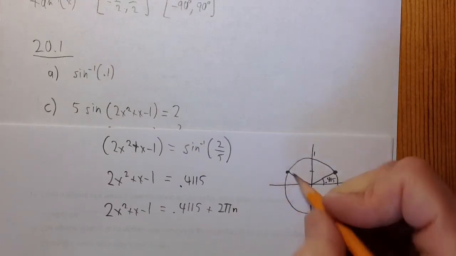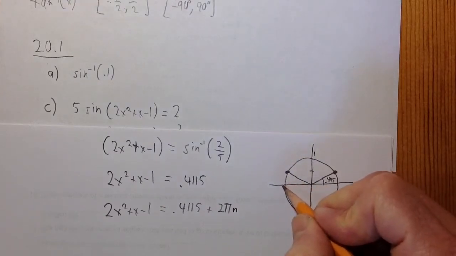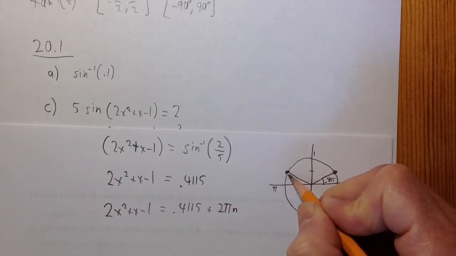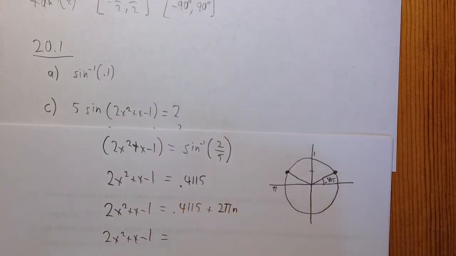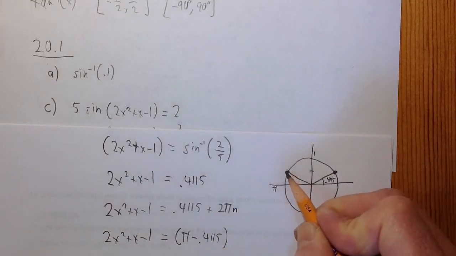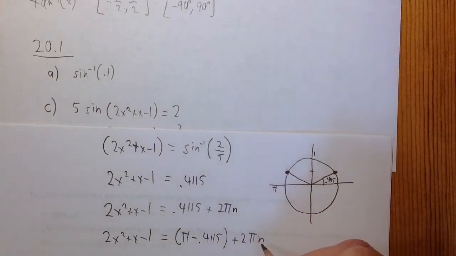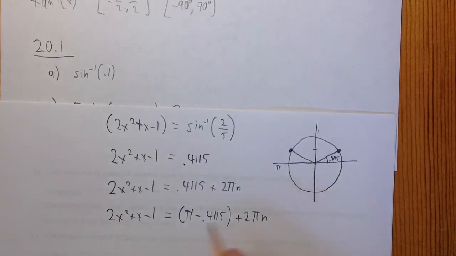Now that's one way to do it, or we could take our symmetry solution and add 2 pi to that. So what is the symmetry solution? It's pi, which is right here, minus 0.4115. So we could also solve 2x squared plus x minus 1 equals pi minus 0.4115. That's this angle here now, right? Pi minus that is the symmetry solution, plus 2 pi n, where we can choose any n we want. n can be 0, that's the simplest one, and n can be -1, we can subtract 2 pi.